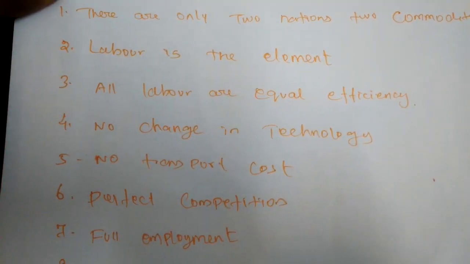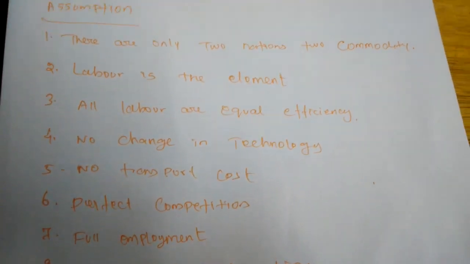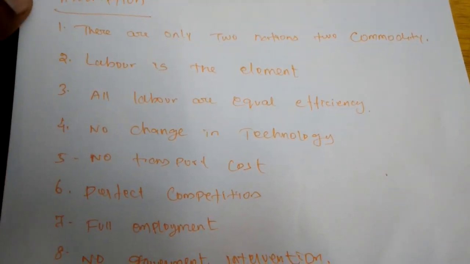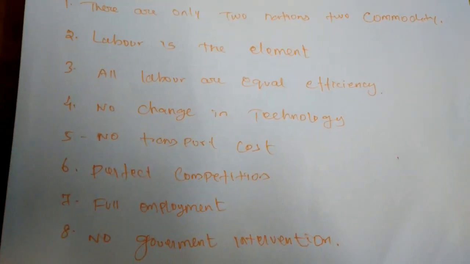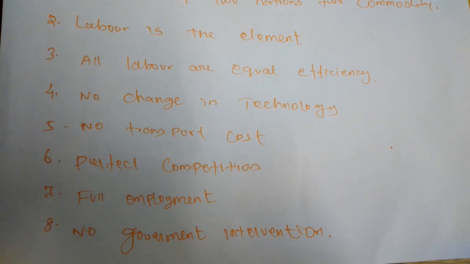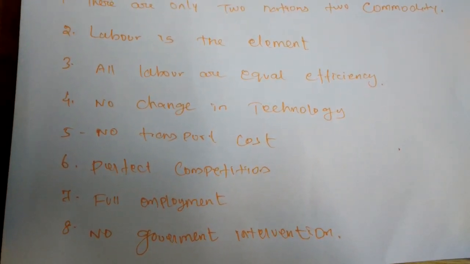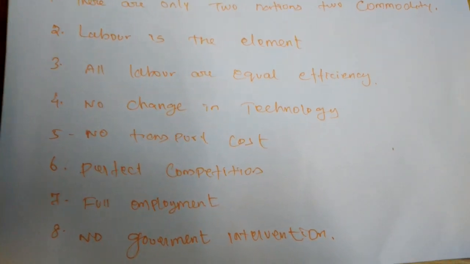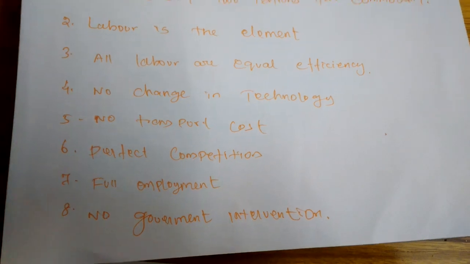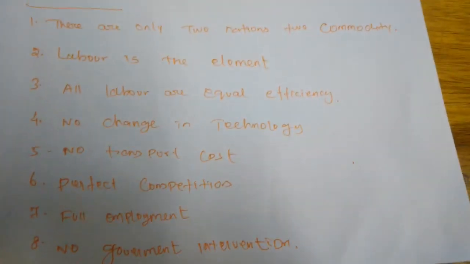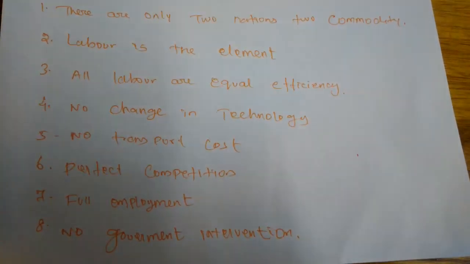Next, no change in technology. The technology used to produce any commodity in a nation is permanent, with no change. Next, no transport cost. As I said in the first theory, there is no transport cost. Next, full employment will be there in both nations. Next, no government intervention within the international trade of the two nations.